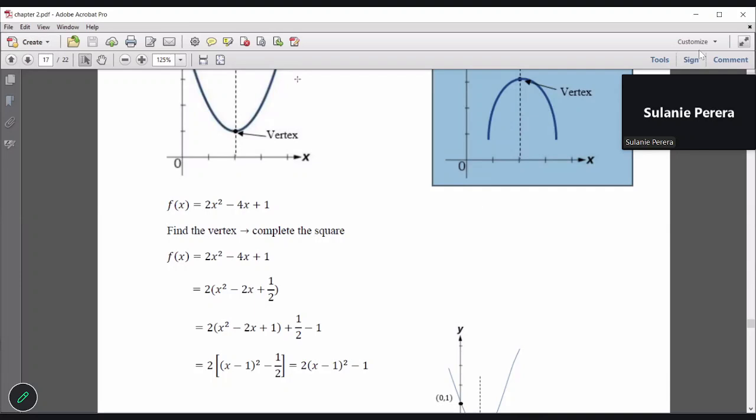So did you all try it out? What do we do first? As I said, you factor 2 out. Factoring 2 out means you divide all the terms by 2. So if you divide 4x by 2, you get minus 2x plus 1/2. Now what do we do? Now we need to complete the square. Do you all remember what we do?